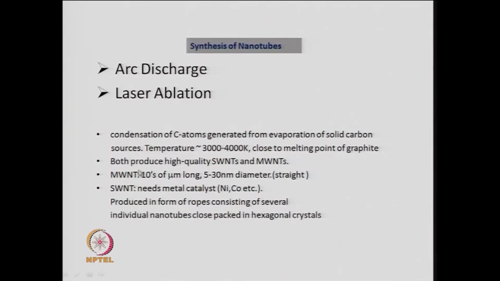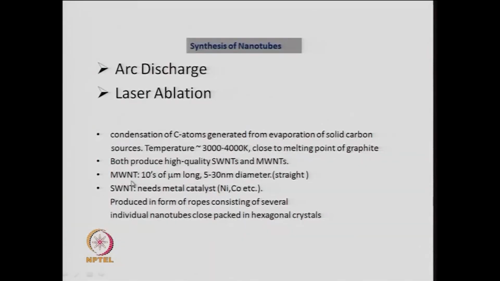Multi walled nanotubes can be tens of microns long and 5 to 30 nanometers in diameter, and they are normally very straight, whereas single walled nanotubes can be very curvilinear, that means they need not be very straight. Single walled nanotubes are normally produced in the presence of a small amount of metal, whether nickel or cobalt, which acts as a catalyst and allows the growth of single walled nanotubes. That means you have only one graphene layer forming the nanotube, whereas in multi walled nanotubes you have several graphene layers, one cylinder inside another cylinder.